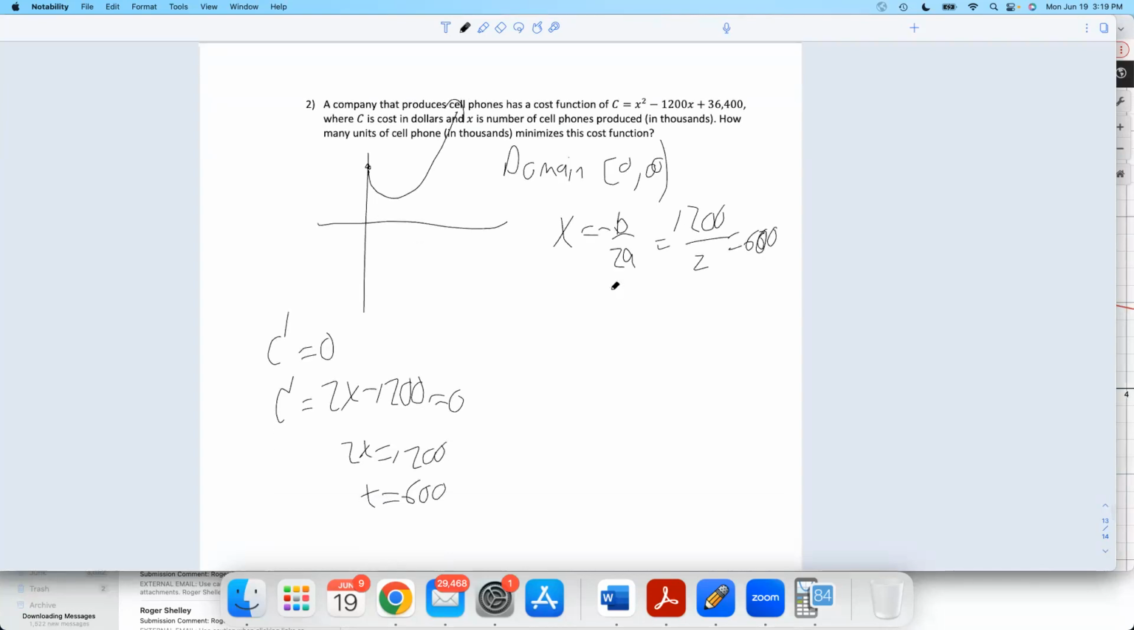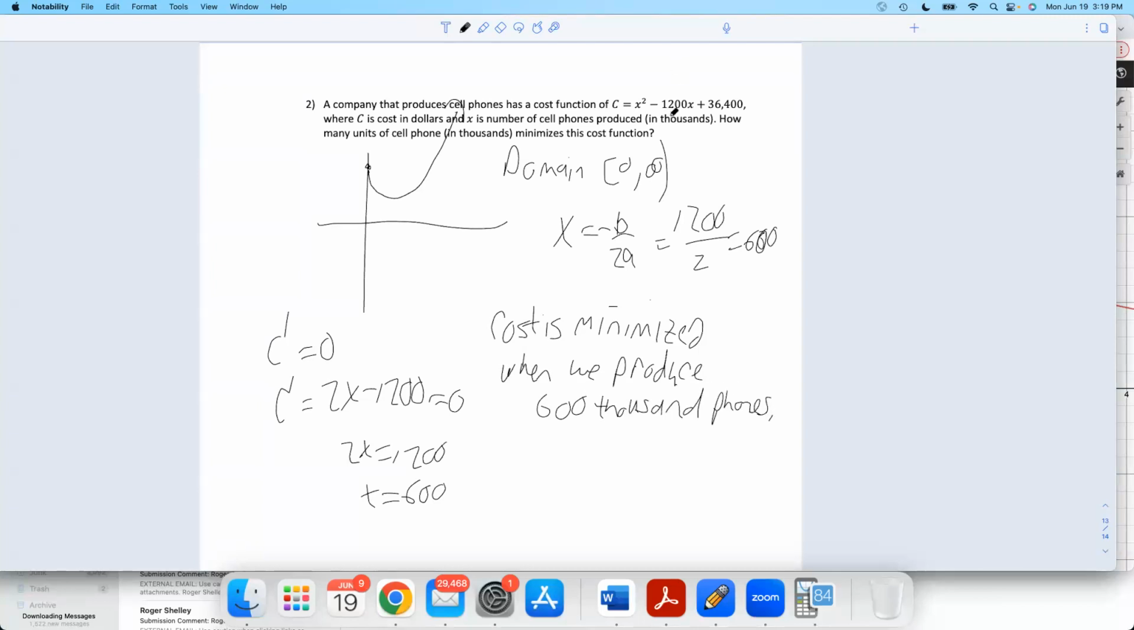So word problems have word answers. We would say that cost is minimized when we sell or produce 600,000, because X is in thousands, phones.